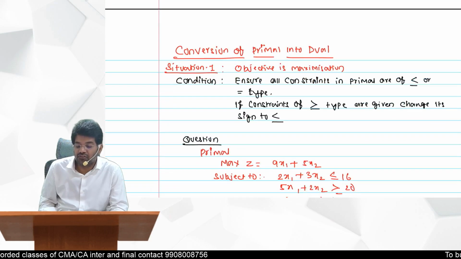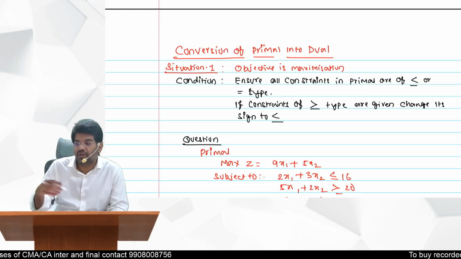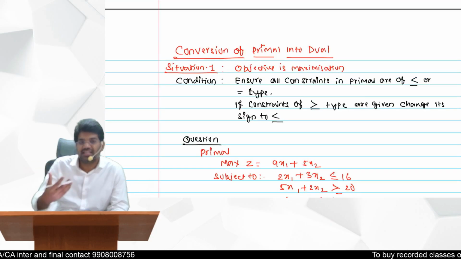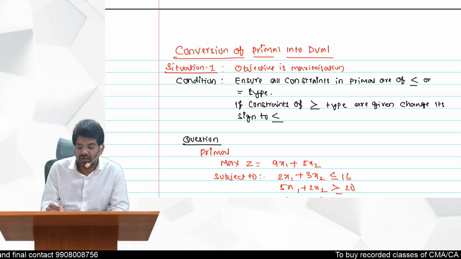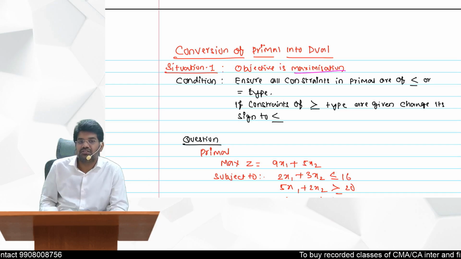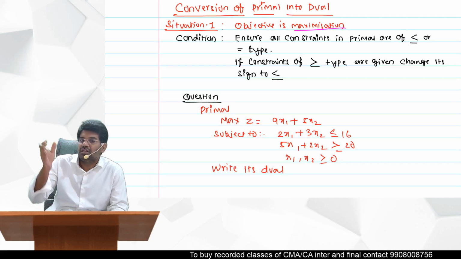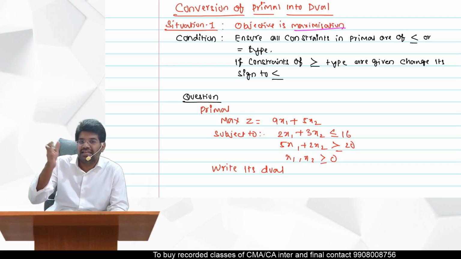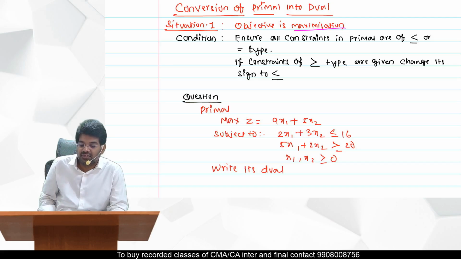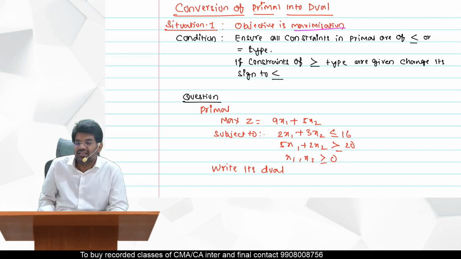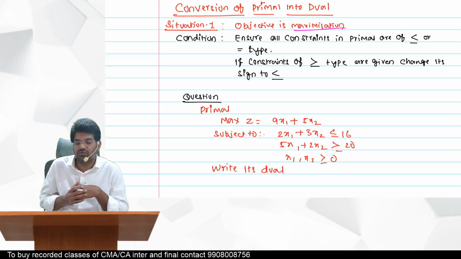So, conversion of primal into dual. How to convert primal into dual? Let's take it situation wise now. First, when the objective is maximization, make sure that all constraints are in less than or equal to form. If any constraint is in greater than or equal to form, you convert that into less than or equal to type.